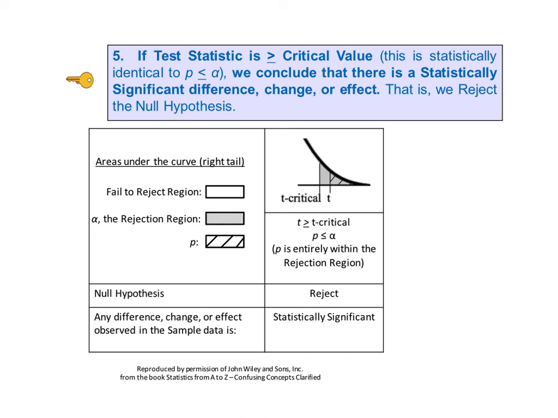In this picture, we show t is larger than t critical, so it is to the right of t critical. This makes the area bounded by t smaller. So p is shown by the hatched area, and it's less than alpha, shown by the shaded area. So p fits entirely within the rejection region of alpha. This means that we reject the null hypothesis, and we conclude that any difference, change or effect observed in the sample data is statistically significant. Note how this illustrates that p being less than alpha is statistically identical to t being greater than t critical.